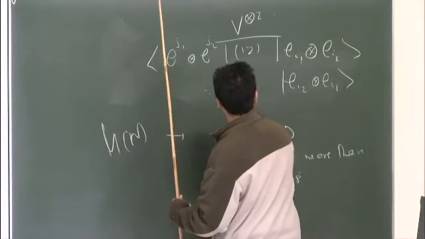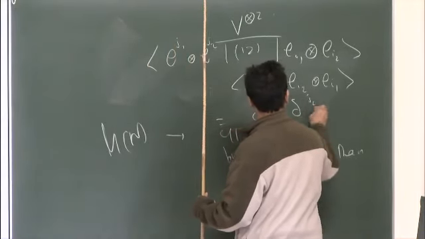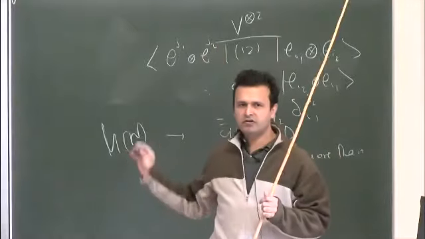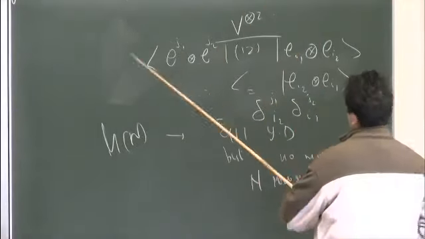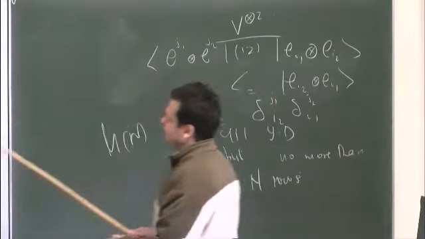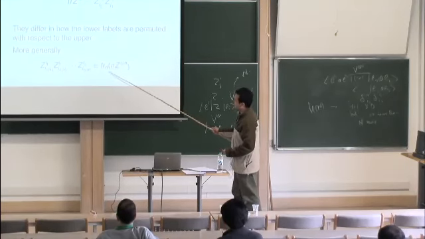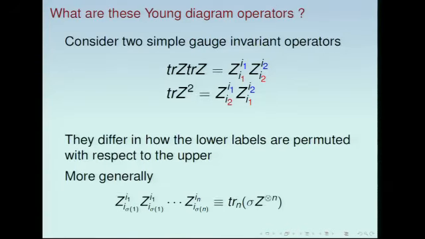And if I do that here, I'll get delta J1 I2, J2 I1. So these are very concrete operators in tensor space, which we can calculate the matrix elements in terms of deltas. So this is one operator, this is another operator. You compose them, you take a trace. That's what a multi-trace operator is.